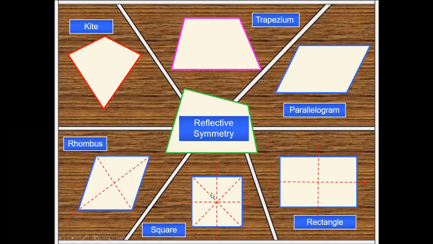How about with the rhombus? Yan, hindi 4 kundi dalawa sa rhombus. Isang pag ganon, saka isang pag ganon. The two diagonals.